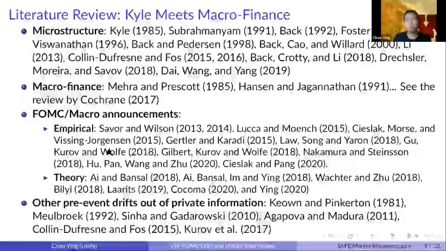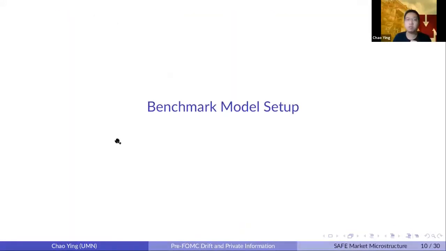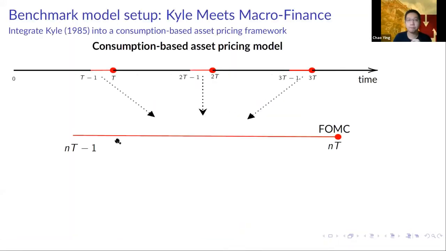Here is the literature review. Instead of going into the details, let me start to talk about the model setup. I study an infinite horizon endowment economy in which the agents cannot observe the growth rate in the economy.